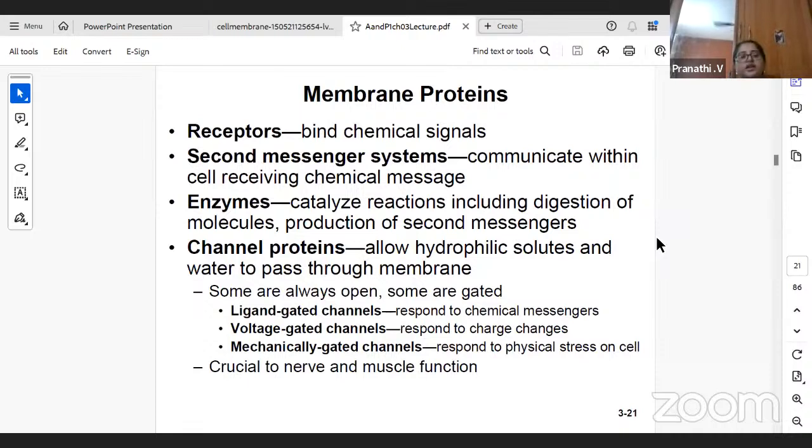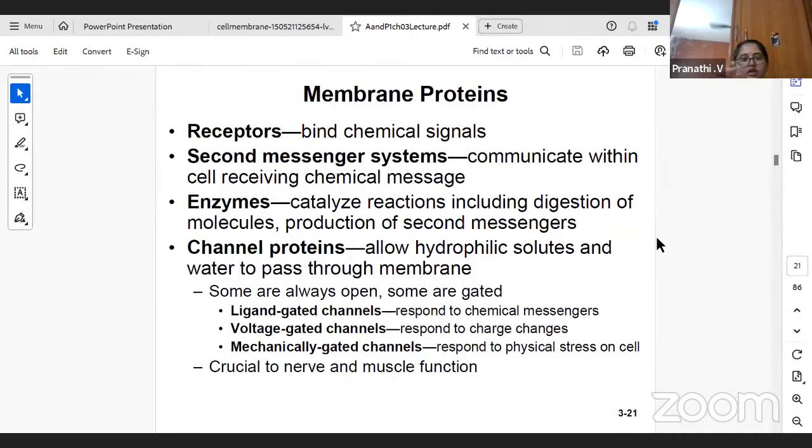So again, channel proteins: ligand gated, voltage gated, mechanically gated. Ligand gated means whenever there is any kind of hormone or another chemical messenger that is coming over. Voltage gated is when there are any ions present, sodium, potassium, or a bicarbonate ion, HCO3 minus, sodium plus, hydrogen plus. All of this will create a charge. So it's a voltage gated channel.